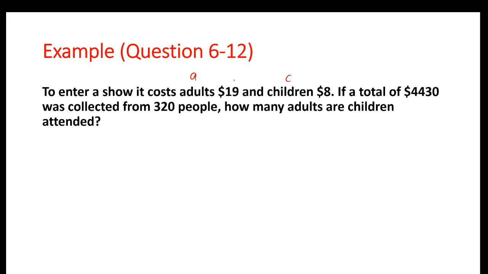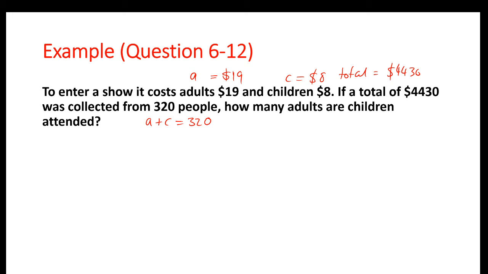Okay, so adults equals $19. Children equals $8. Total equals 4430. And then the amount of adults plus the amount of children is equal to 320 in total. So that's basically going to help me work out these ones.